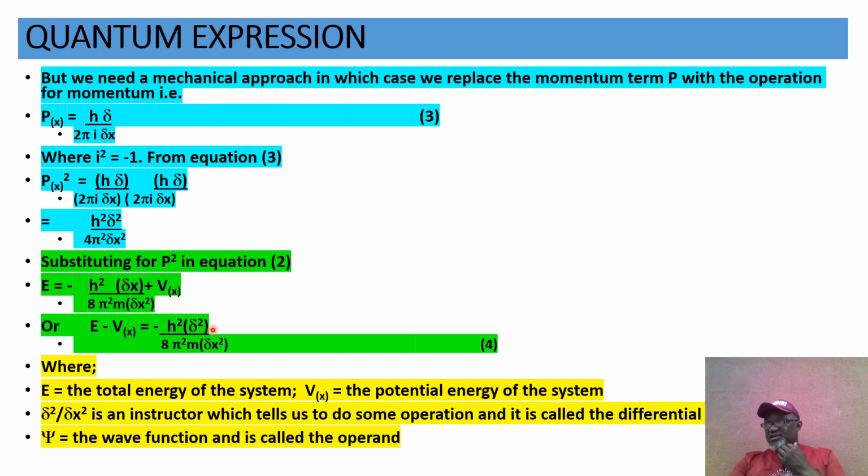If you look at this, remember your mathematics, dy dx, something is missing here. Where E is the total energy of the system, Vx is potential energy. This is an instruction which tells us to do some operation, and it's called the differential operator. It's telling us to operate on something. Well, that thing is not there, we've not written it. The wave function is called the operand. It is the wave function that is supposed to be here. So this differential operator is carrying out a second order operation on this wave function.